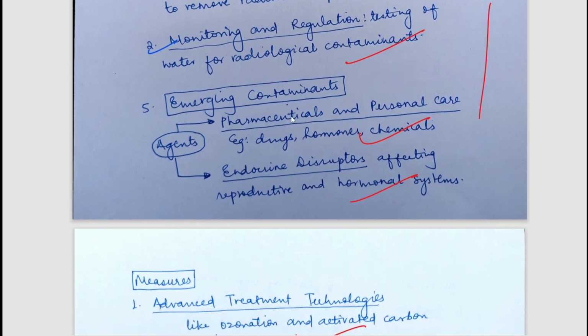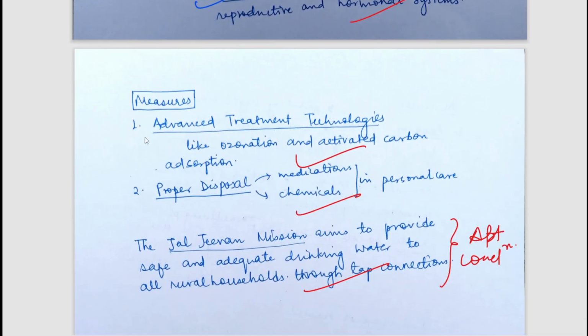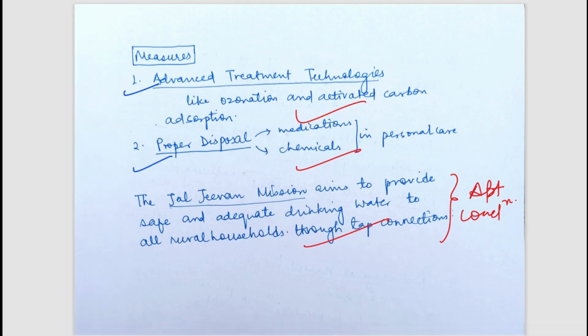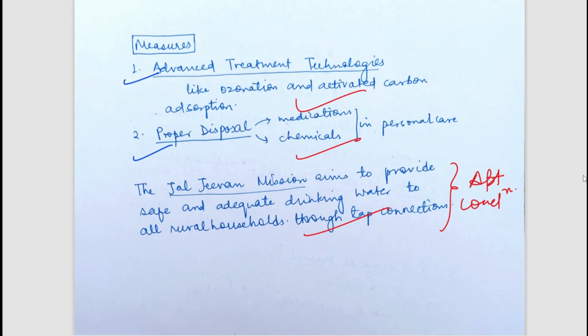Then again, hazards from emerging contaminants have been mentioned. It could be from pharmaceuticals and personal care products. It could be from endocrine disruptors. Measures have been mentioned. That is, advanced treatment technologies should be adopted. Proper disposal should be done. So these are some of the properly written points, and again appropriately concluded, suggesting the Jal Jeevan Mission.